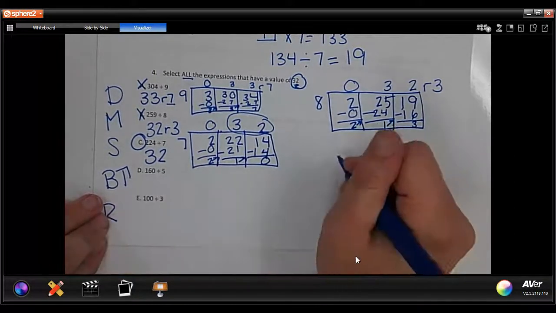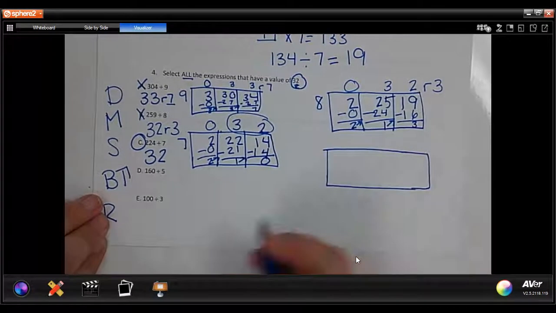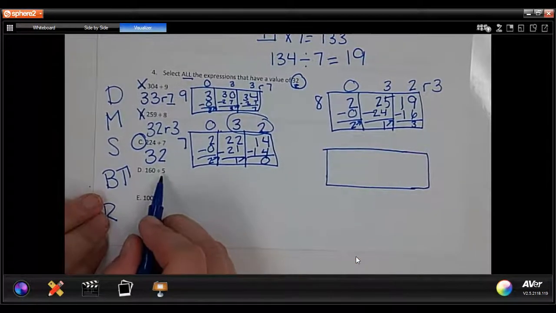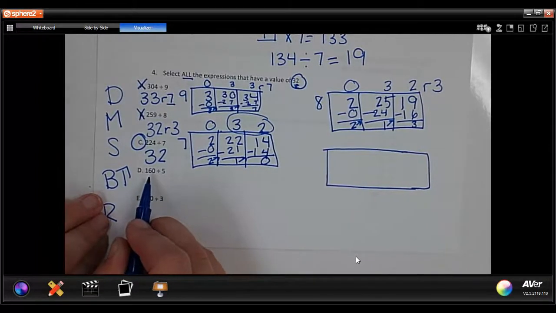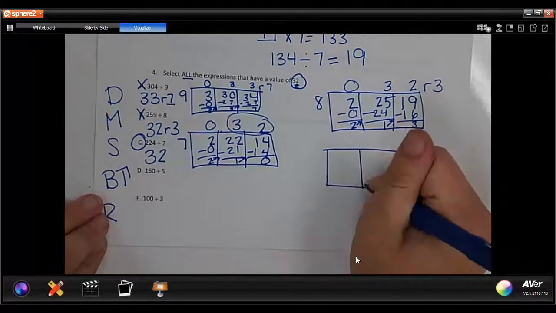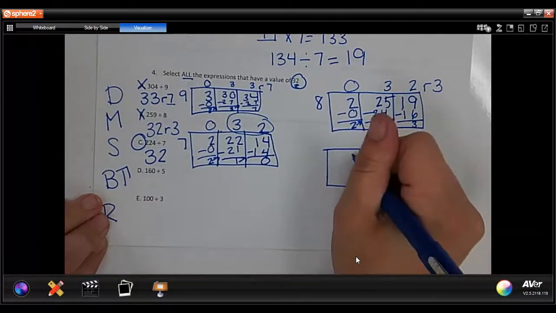D, 160 divided by 5. I know I'm not going to get a remainder for this one because any number that ends with a 0 or a 5 is going to be divisible by 5. So this isn't going to be a remainder, so this is a possibility that this one will be one of the correct answers. So let's see.